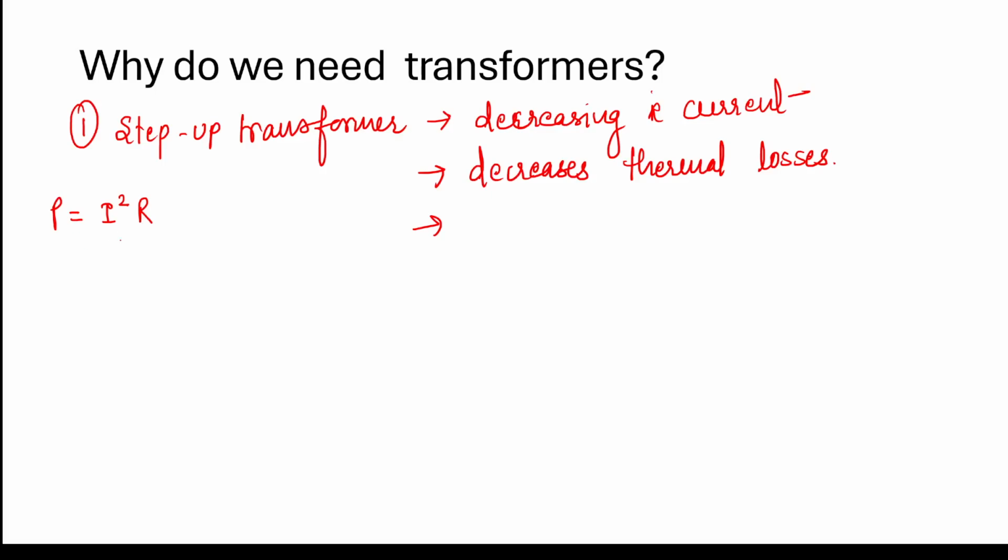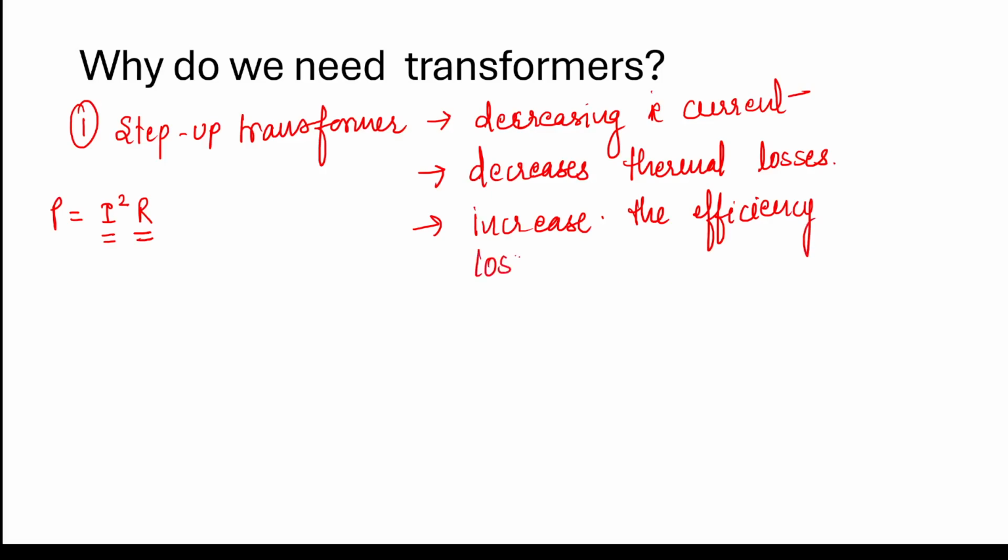So as you can see, R is the resistance, I is the current. If the current is very large, the thermal energy losses per second would be very large. So the step-up transformer decreases the current to decrease the thermal losses and to increase the efficiency of the national grid, isn't it? If there's less loss, you're producing something.